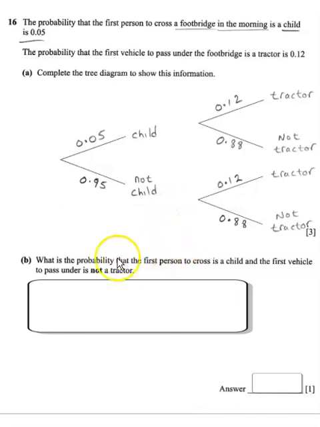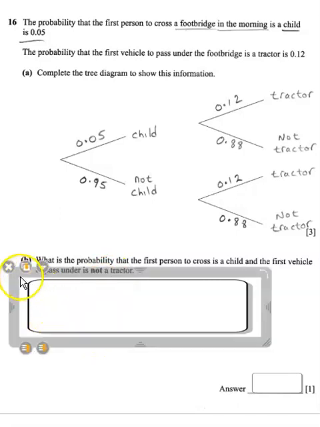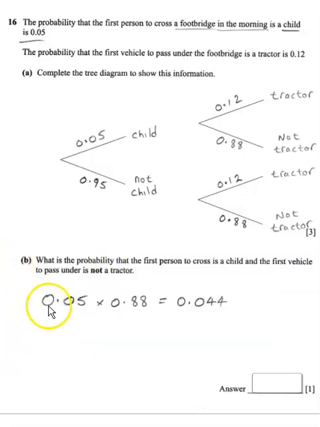For question B, it says, what is the probability that the first person to cross is a child and the first vehicle to pass under is not a tractor? So what we're looking at is the probability of 0.05. We look at the tree diagram: first person is a child and not a tractor. So these are the two numbers that we multiply together. So it's 0.05 times 0.88, which is equal to the probability of 0.044.